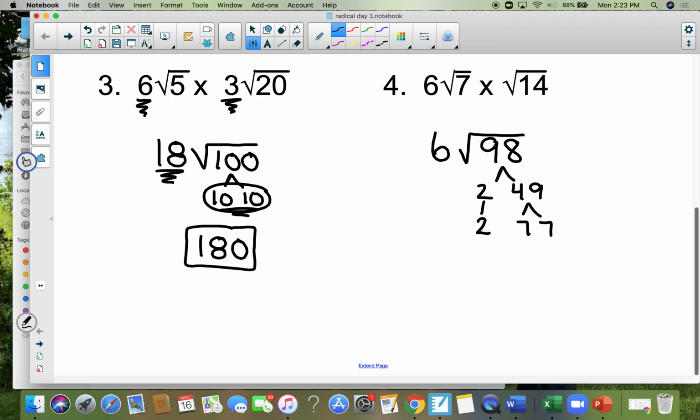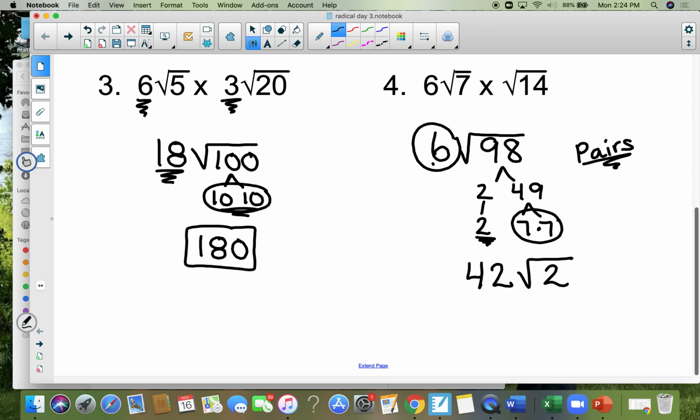Remember, day 2, you're only looking for pairs. 7 is a pair. 6 is already out. 7 gets to come out. 6 is out. 7 gets to come out. 6 times 7 is 42. This little guy doesn't have a pair. He stays inside. Final answer.